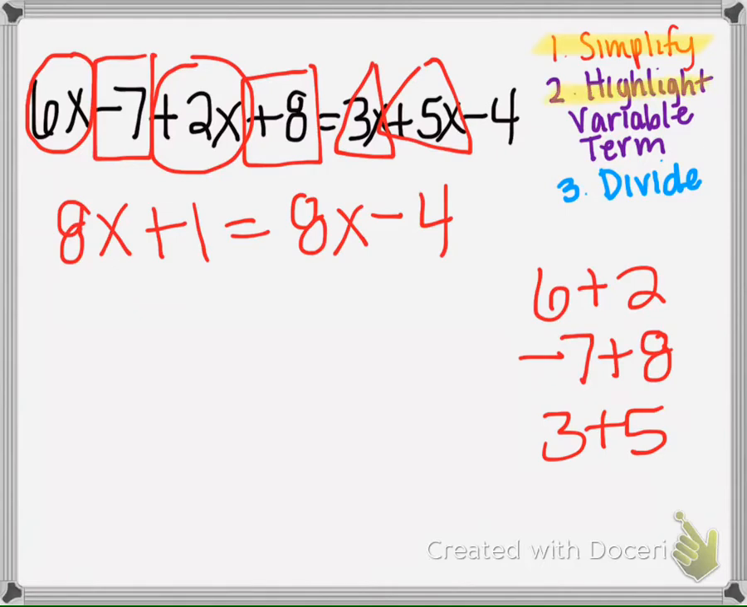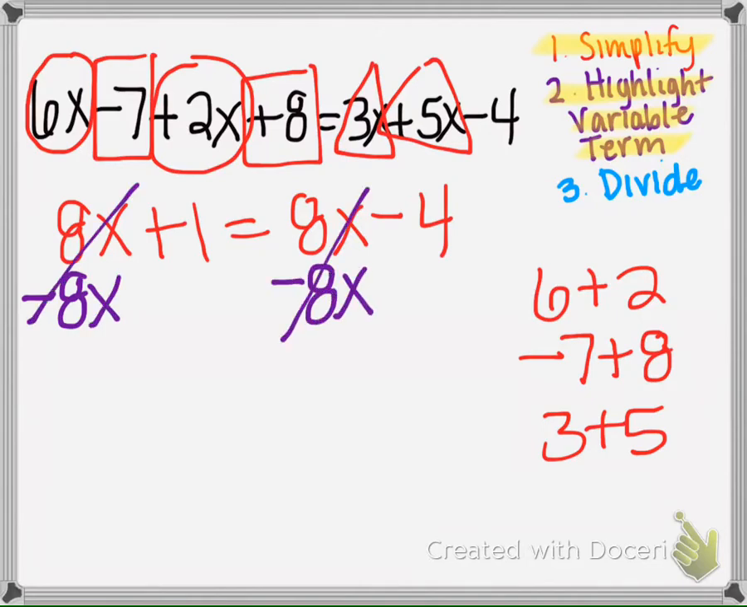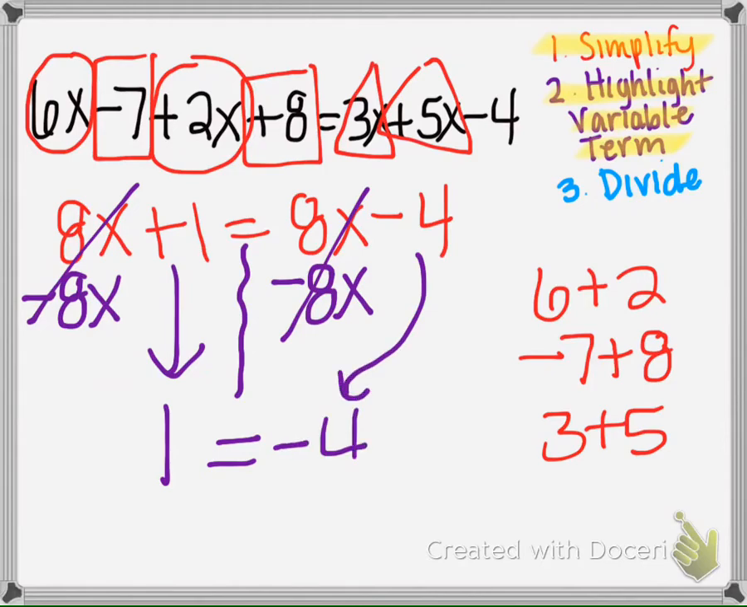Alright, next step is highlight the variable term, but we don't have a variable term. We have this one and we have this one, so we can't have one on each side, so we need to get rid of one of them. So I'm going to go ahead and get rid of this one, take away 8x, so that makes 0 there, and it also makes 0 here. So what we have left on the left side of this equal sign is a 1, and what we have left on this side is a negative 4.